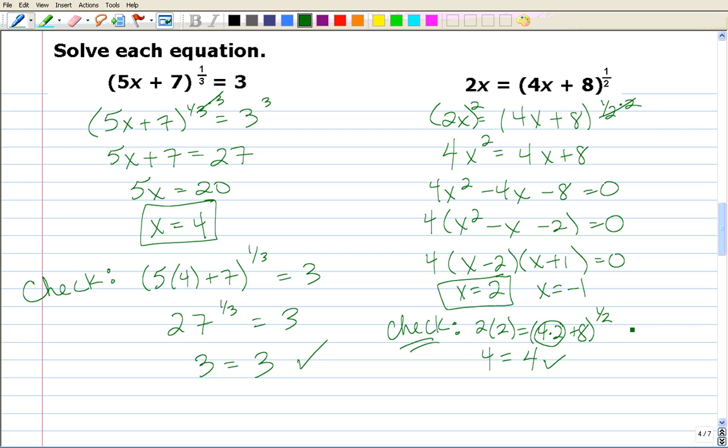But let's check the -1. So we have 2 times -1 is -2 equals 4 times -1 is -4, then plus 8 raised to the 1/2. So I have -2 equals 4 to the 1/2, or the square root of 4. So -2 equals 2? That's not true. It's similar, but the signs are not the same. That one does not check out. So x equals 2 is our only answer.